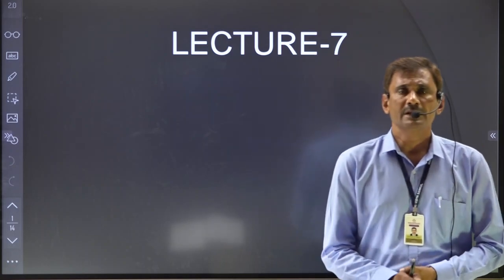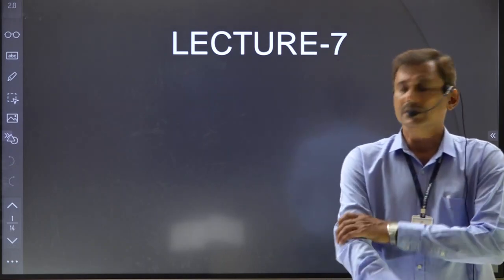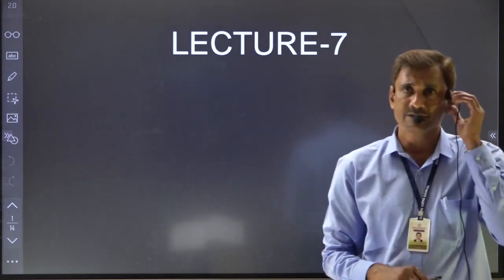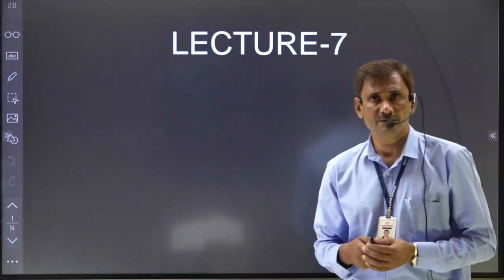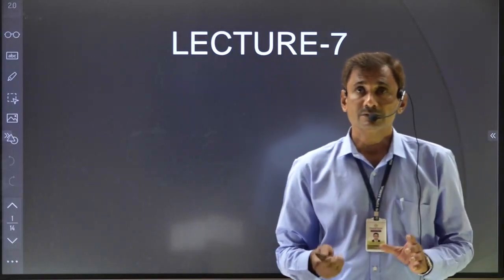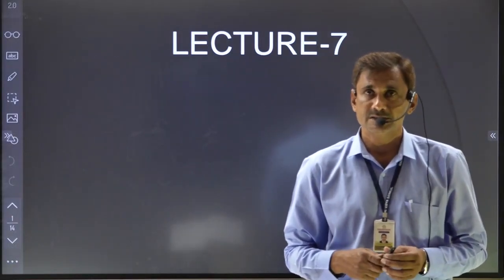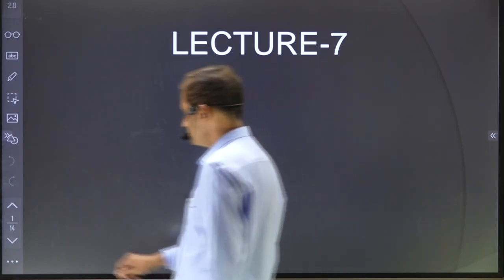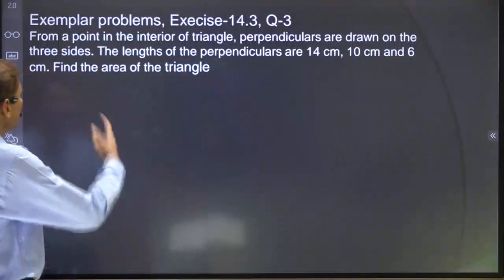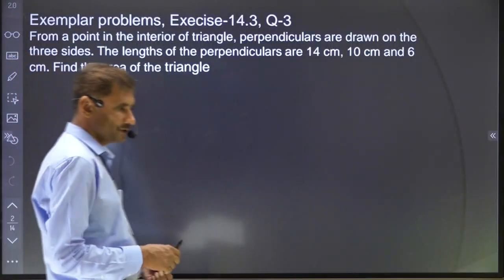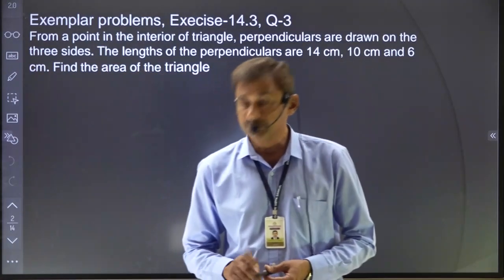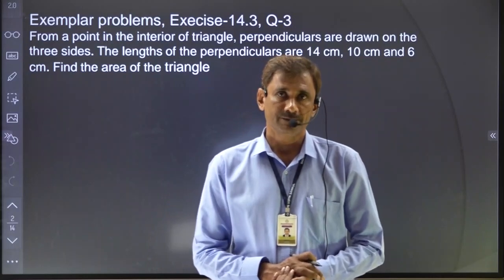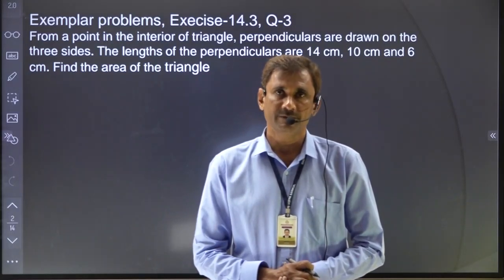In the previous six lectures, we solved all exercise questions and some different examples. And now in example 7, we go to the exemplar problems and MCQs. So I identified some questions which are different from the questions we discussed in the exercise. So let's see first, in exercise 14.3, exemplar problems, page number 755.